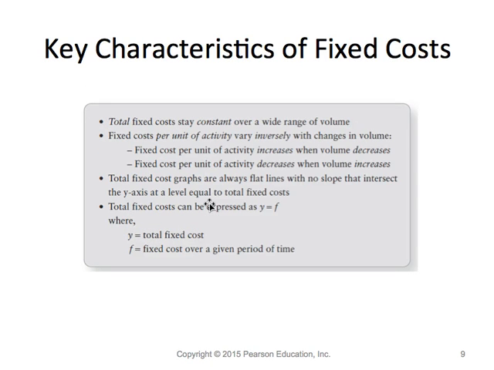Fixed cost, I think is next. Fixed cost means the cost does not change within a certain period of time. Total fixed costs stay constant over a wide range of volume. Fixed cost per unit of activity varies inversely with changes in volume. So the higher the volume, the lower the fixed cost per unit of activity.